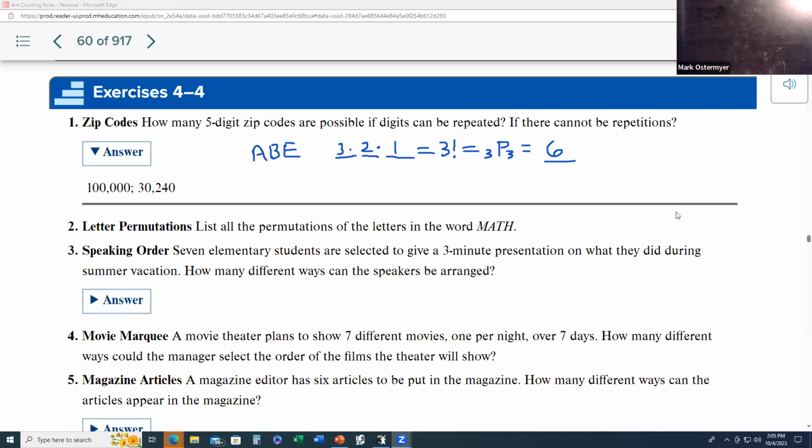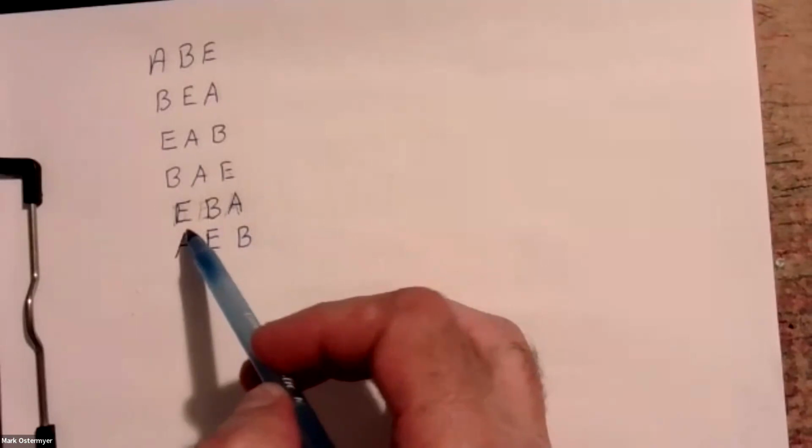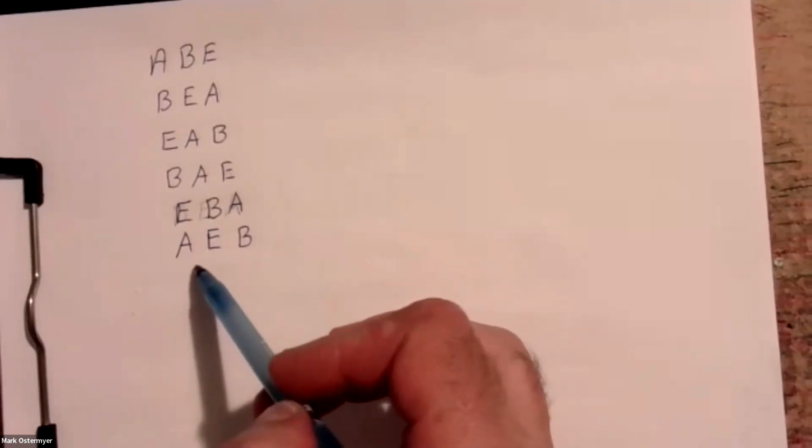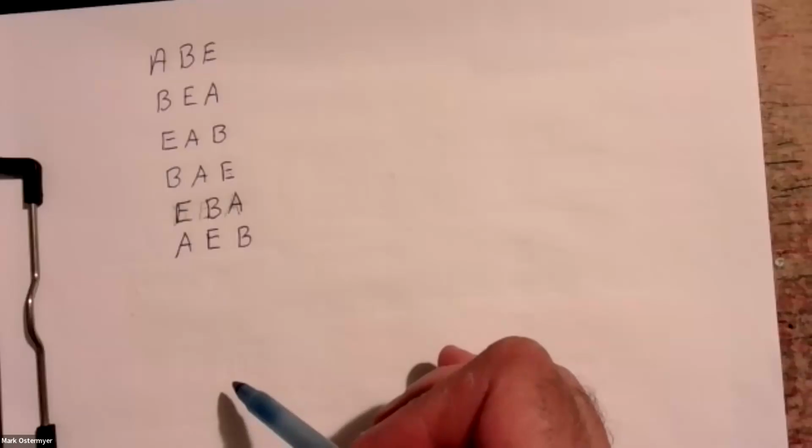All right. How many ways are there? How many different unique arrangements are there? There should be 6, right? ABE, BEA, EAB, BAE, EBA, and AEB. Did anybody get any? Yep. Okay. Now this was a pretty easy problem because there are only 6 arrangements, correct?